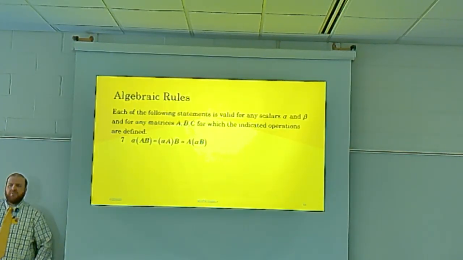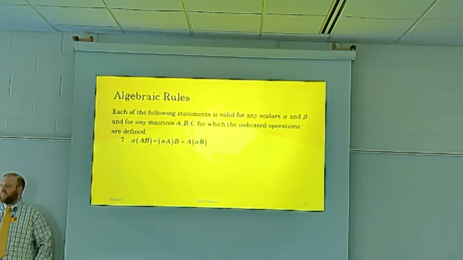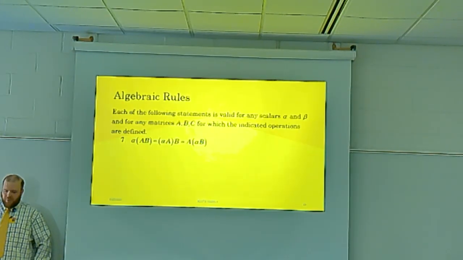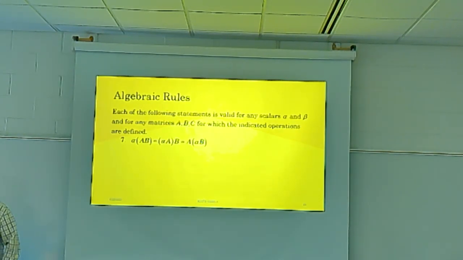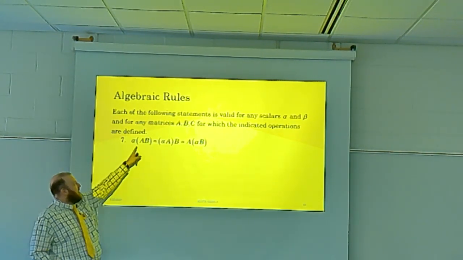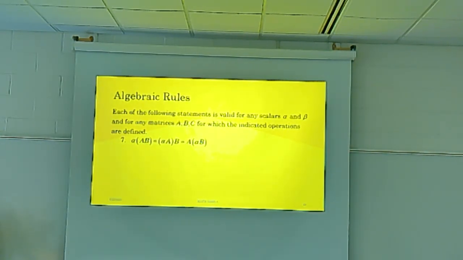This one is actually pretty useful. If you're multiplying two matrices and one of the matrices is a scalar multiple, you can just factor out that scalar. So the order in which you do scalar multiplication for a matrix product doesn't matter. Alpha times AB is the same as alpha A times B, which is the same as A times alpha B. And a natural extension of this would be if both A and B are scalar multiples. Right, then you can factor out both scalars, take their product, then do the matrix product.